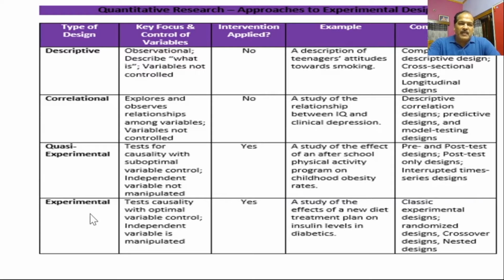In the case of the pure experimental type of research, here basically we test the variables for causality, and the independent variable is manipulated. The common designs are the classical experimental design, the randomized design, crossover design, and the nested designs. Here we have discussed different examples of quantitative research and what type of study design we can implement in the different types of designs.